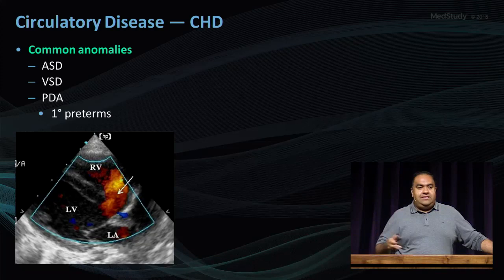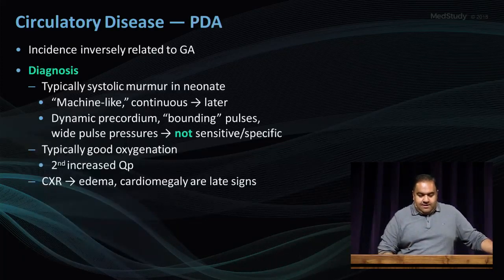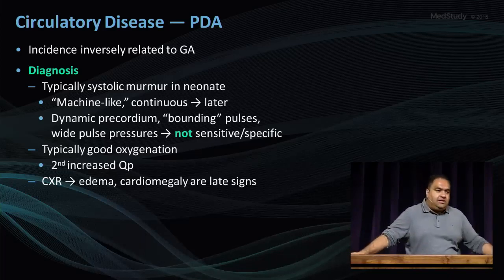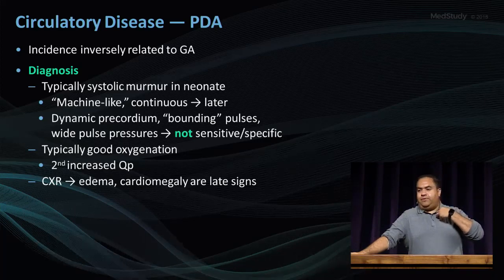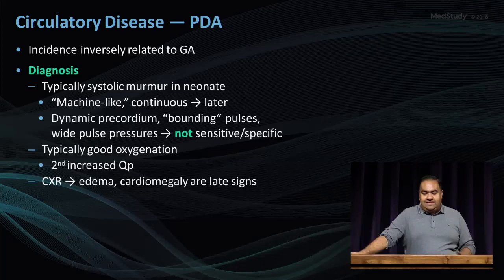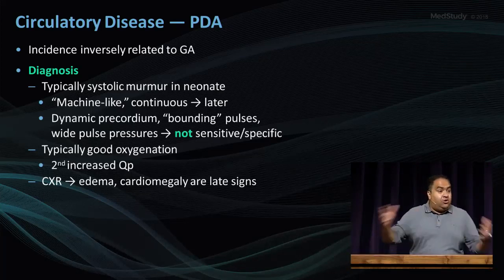With trisomy 18 and trisomy 13, ASDs and VSDs are very common. So know the different heart defects that link with the different genetic anomalies, which might help you out. The PDA is very controversial, and I would be very shocked if they threw this on your boards. Know that there is a machinery-like murmur, heard most commonly in the mid-clavicular upper left sternal area, with bounding pulses and wide pulse pressures.